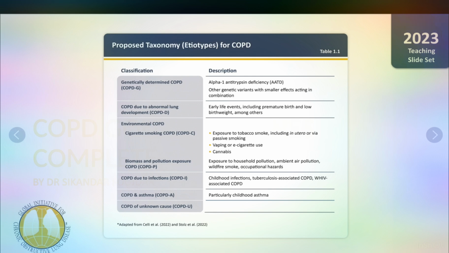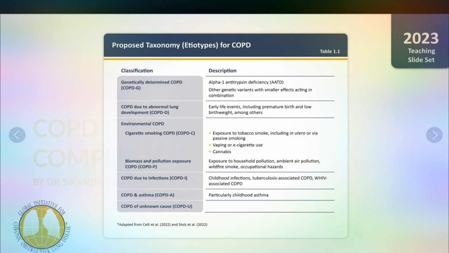So let's start. What are the proposed taxonomy, like etiotypes, for COPD? They have proposed this for the first time in the COPD guideline. There are multiple taxonomy etiotypes, like COPD-G. COPD-G means genetically determined. So what is its description?